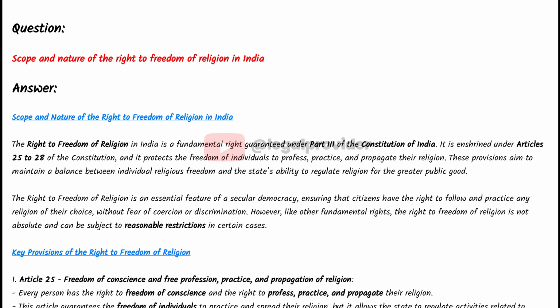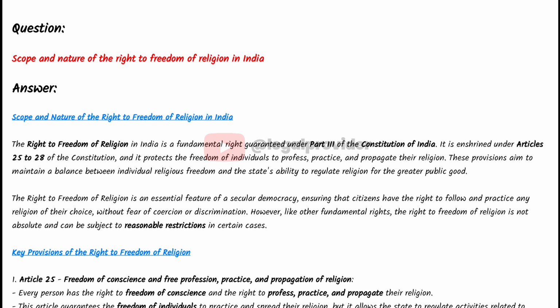These provisions aim to maintain a balance between individual religious freedom and the state's ability to regulate religion for the greater public good. The right to freedom of religion is an essential feature of a secular democracy, ensuring that citizens have the right to follow and practice any religion of their choice without fear of coercion or discrimination. However, like other fundamental rights, the right to freedom of religion is not absolute and can be subject to reasonable restrictions in certain cases.